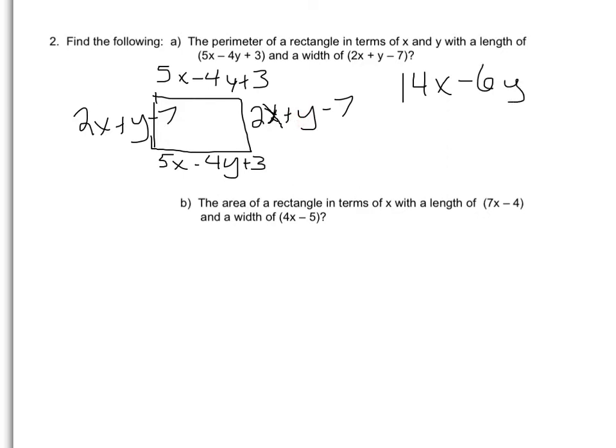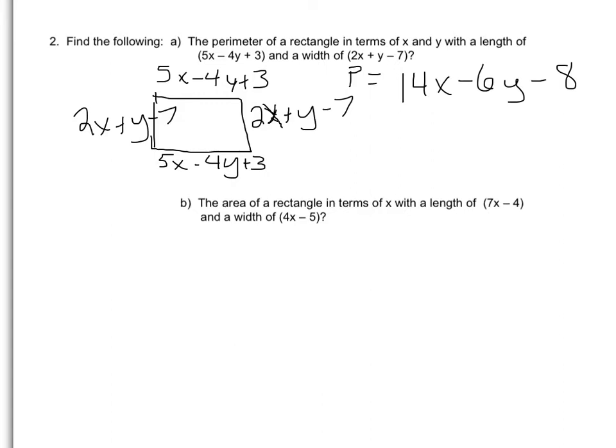And then I'm going to combine my constants. I have negative 7 and negative 7 gives me negative 14. And then 3 and 3 gives me positive 6. So negative 14 and positive 6 gives me negative 8. And that's the perimeter of the rectangle. So P equals.